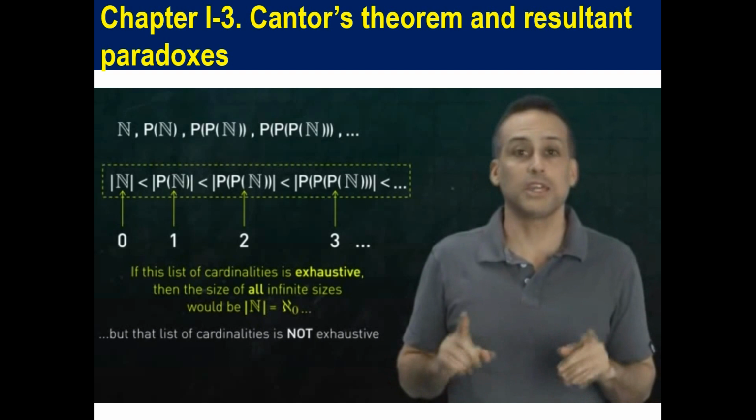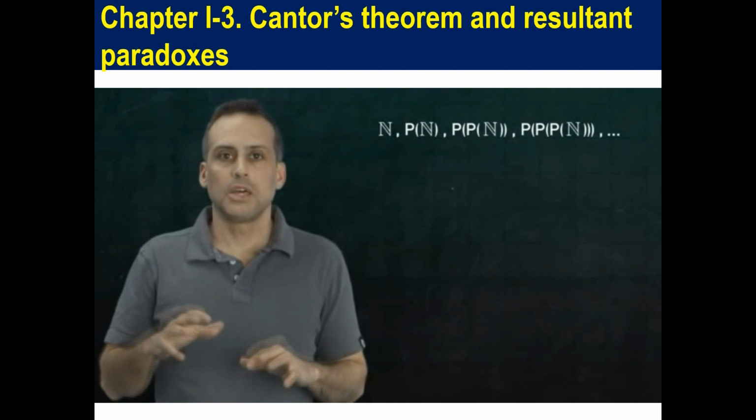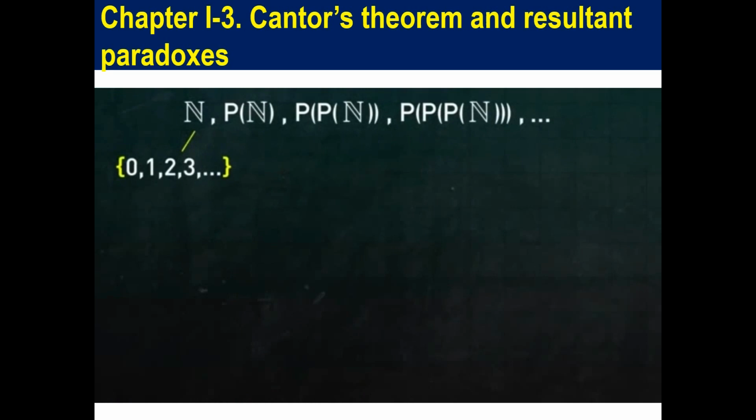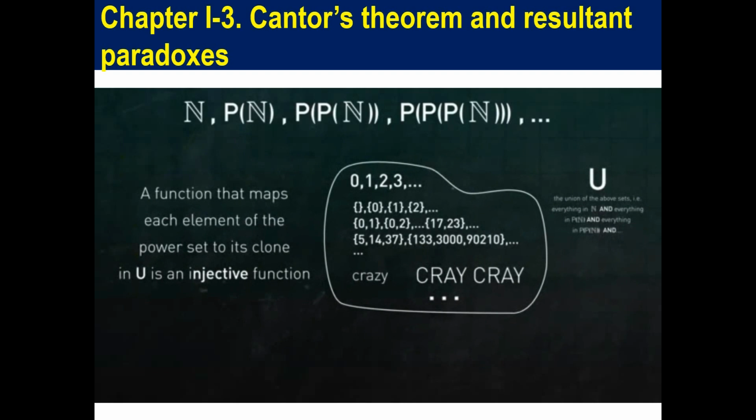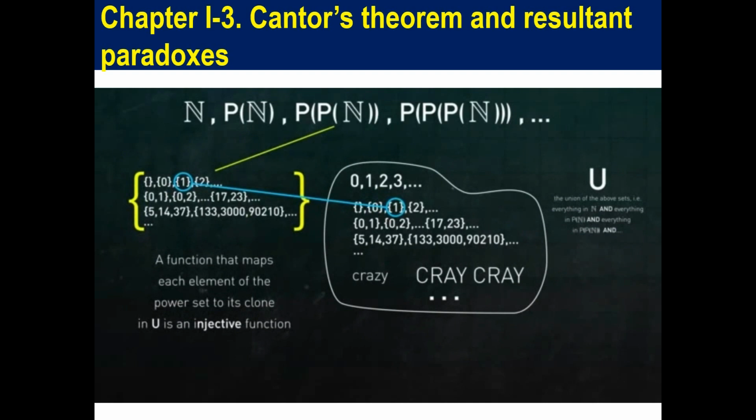Let's go back to the original list of sets, not the sizes, the sets, and let's form their union U. In other words, I want to take all the elements of the set N, all the elements from the set P of N, and from P of P of N, etc., and aggregate all those elements into one big set U. Now there has to be an injective map from any of the power sets in the chain into U. Just send each element of that power set to its clone in U. That means that the cardinality of U has to be greater than or equal to the cardinality of any of the power sets that were in the chain.